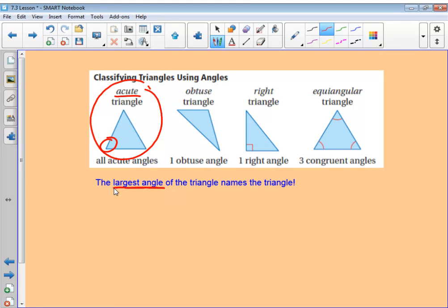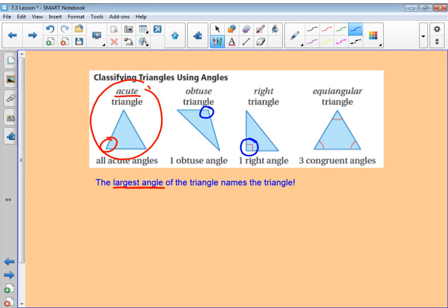Okay, so when I look at this second triangle, my obtuse triangle, I'm going to start by looking for the largest angle, the widest opening angle, which is right here. That is considered obtuse, so therefore this is called an obtuse triangle. It'll have one obtuse, the rest are going to be acute. But remember, we only name a triangle according to its longest or largest angle measure. Here, the largest angle right there is 90 degrees, so that would be considered a right angle or a right triangle.